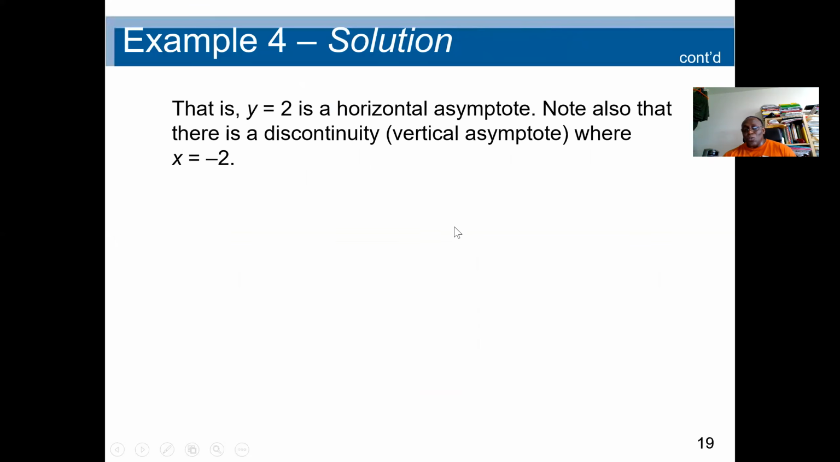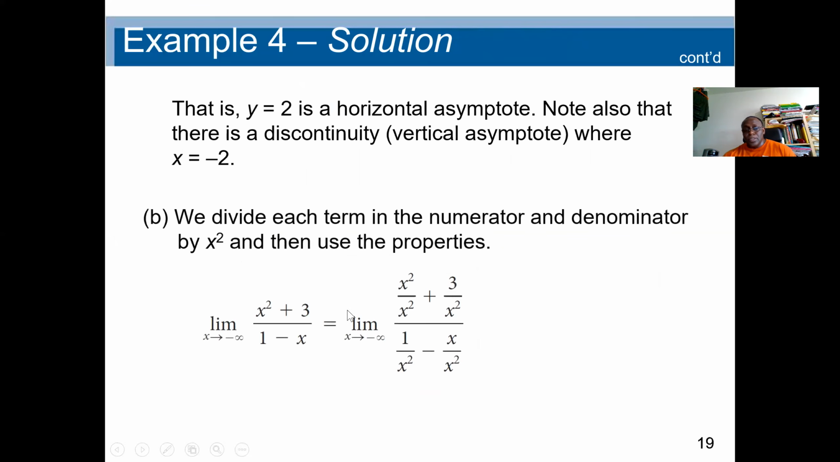Now let's try the second one. The second one, we have s squared plus 3 divided by 1 minus s. But again, s approaches negative infinity. So now we have s and s squared, and we look for the highest exponent, which is s squared. Now, if I had s cubed, I'd use s cubed and divide all the terms by s cubed. In the previous example, we had s as the highest, so we divided everything by s. When I say everything, I mean both the numerator and the denominator terms.